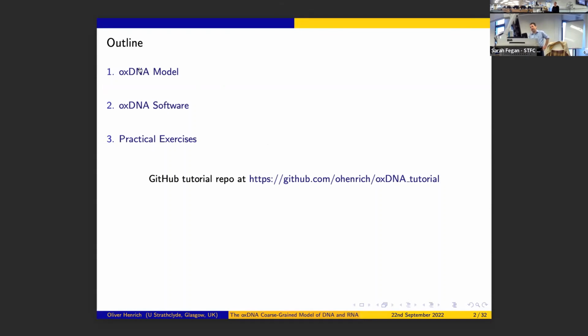Here's a short outline. First, I will introduce this model and say something in general about coarse graining. What is the idea behind it? There are two different flavors. Then I will introduce the software. What is it? What packages are there? There are four bits that we're going to use. And I'll also briefly say how you can get it and compile it.